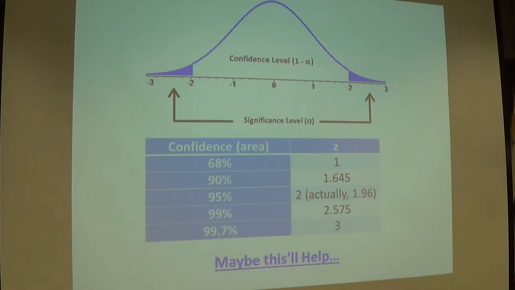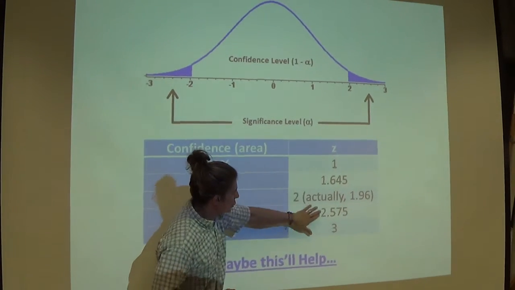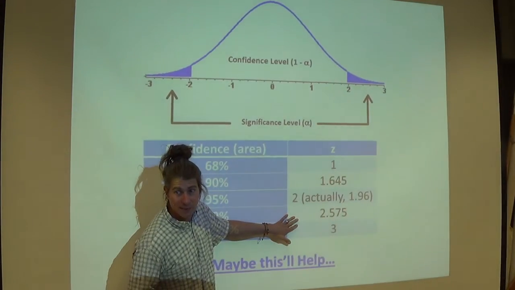I know the picture shows it starting and stopping at -3 and 3. But it goes on -4, -5, -6, +10, +20. It goes on forever. So the most popular values that are used are these guys here.